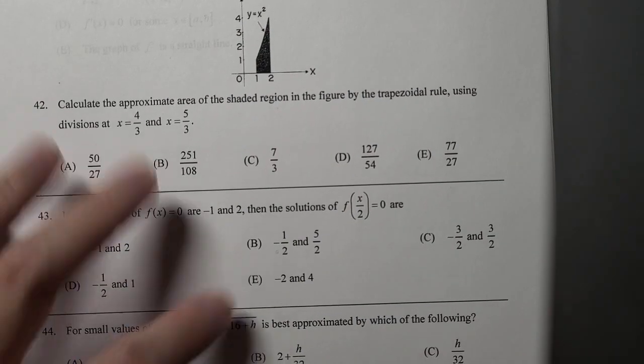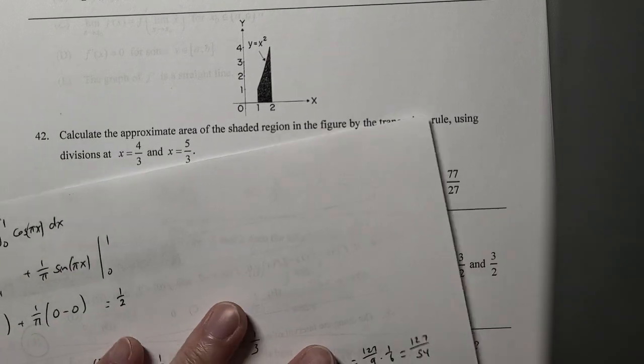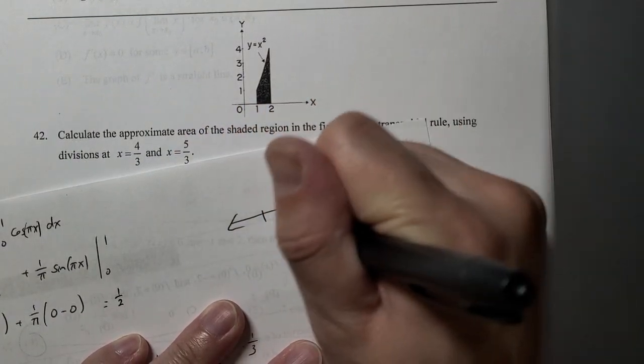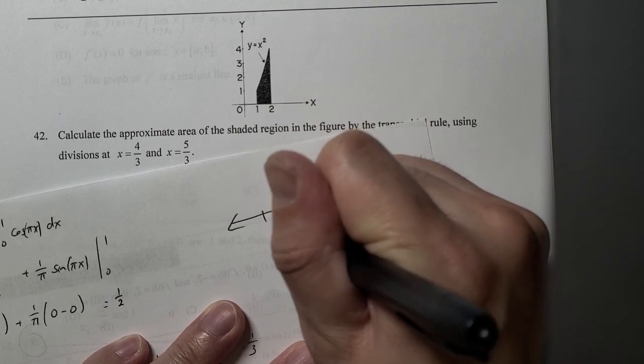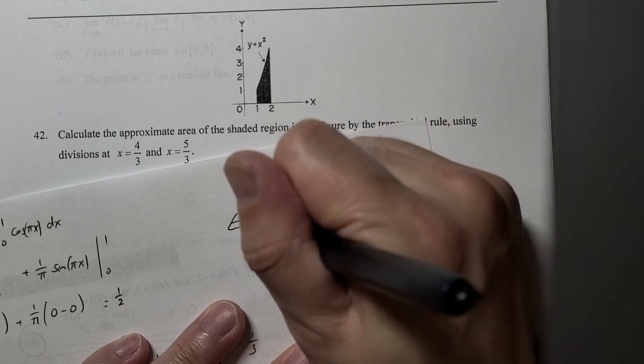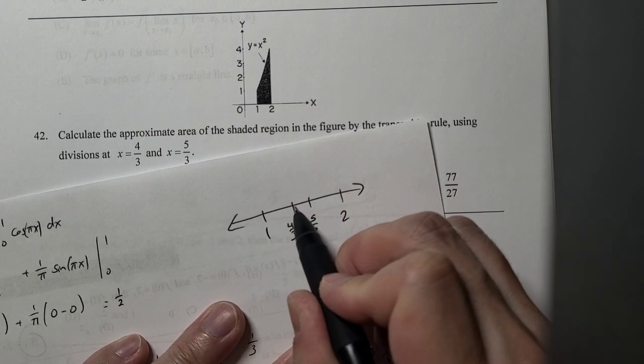Calculate the approximate area of the shaded region in the figure by the trapezoidal rule, using divisions at x is 4/3 and x is 5/3. So trapezoid rule to estimate the area. Our intervals would be, they specifically said 4/3 and 5/3. So it begins from 1 and it ends at 2. So these would be our regions.